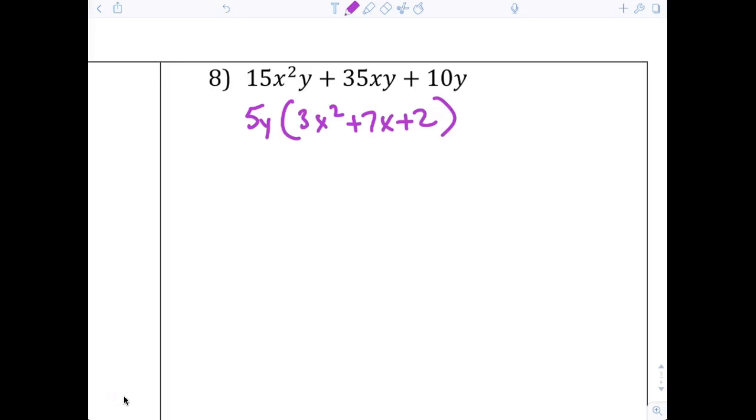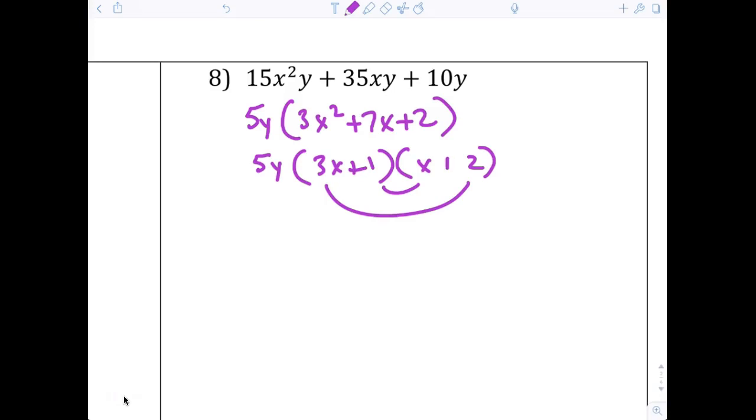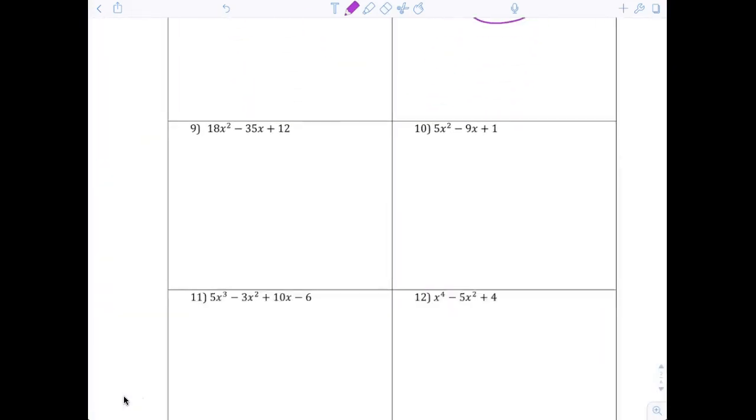Now you're factoring. Now where does the 2 need to go? To the right. 6 and 1 makes 7 if they're both positive. Anybody have any issues? All right, here we go. Question number 9.